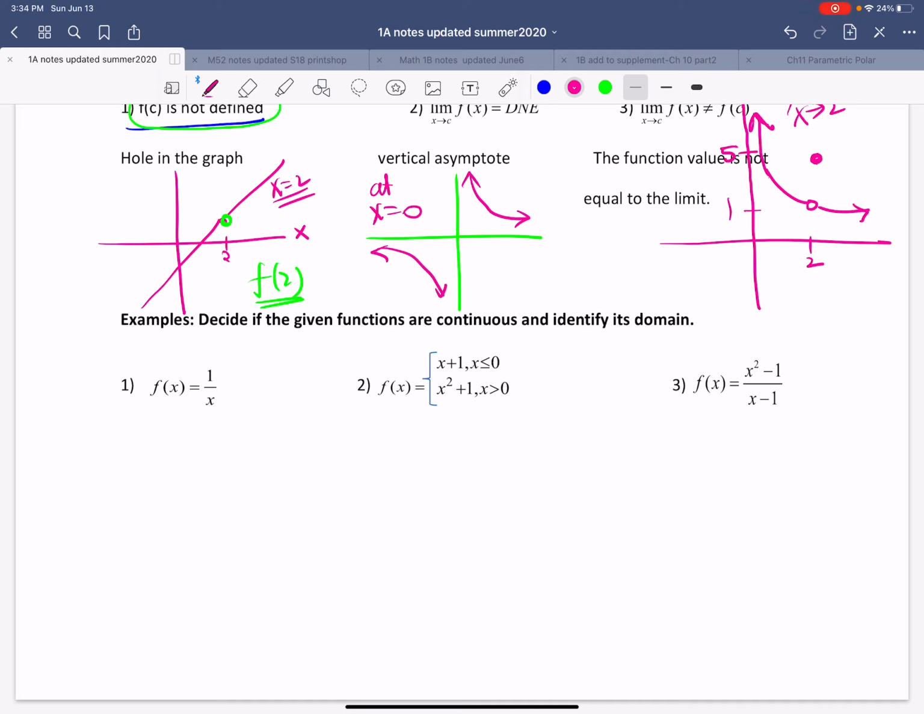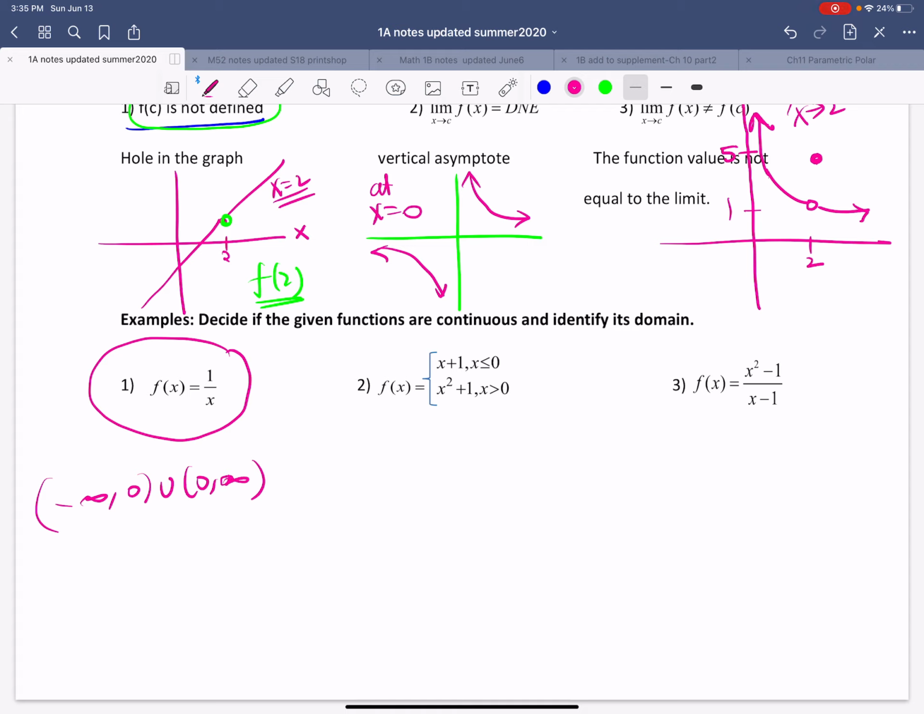Now we have three examples, and we're trying to identify if they're continuous and identify their domain. So let's start by looking at the first one. This function is continuous everywhere other than at x equals 0, because if x is 0, this function becomes undefined. So the domain would be negative infinity to 0, and then 0 to infinity.